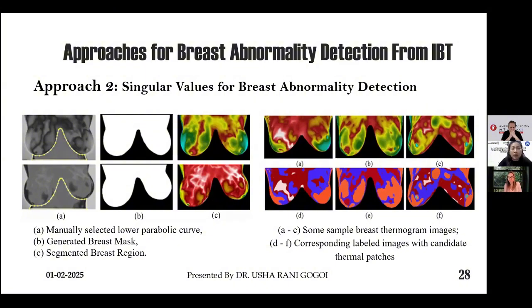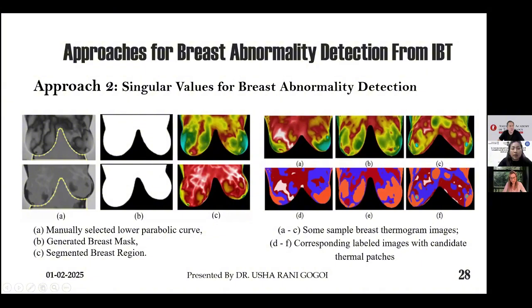Now the question is, when I extract the singular values from the RGB channel, I found, as you can see in the figure, that there is no difference between the intensity values of the abnormal region and the normal region. So I cannot perform a segmentation method here, because for segmentation you have to have a certain intensity range, but here there is no certain range that belongs to the thermal patch.